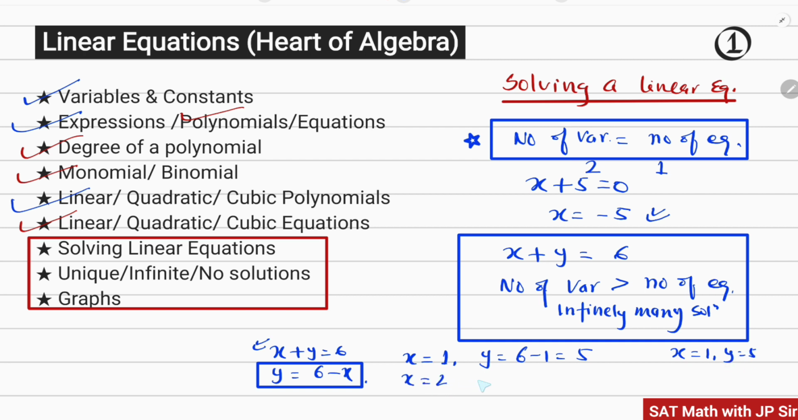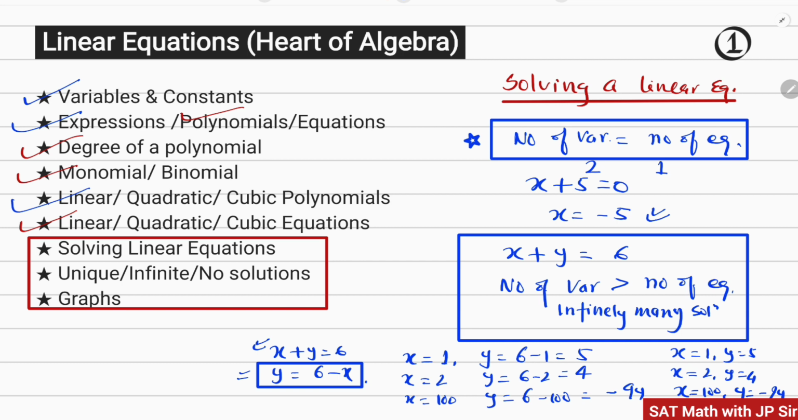If we put x equals to 2, we get y equals to 6 minus 2, which is 4. It means x equals to 2, y equals to 4. And clearly you can see that we can have infinitely many solutions. We can put x equals to 100, then y is 6 minus 100, that is minus 94. So x equals to 100, y equals to minus 94 is another solution.